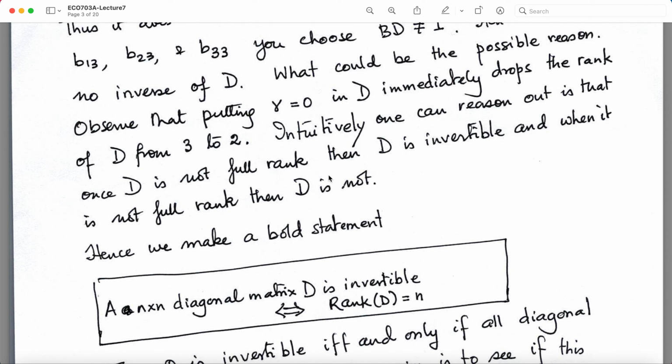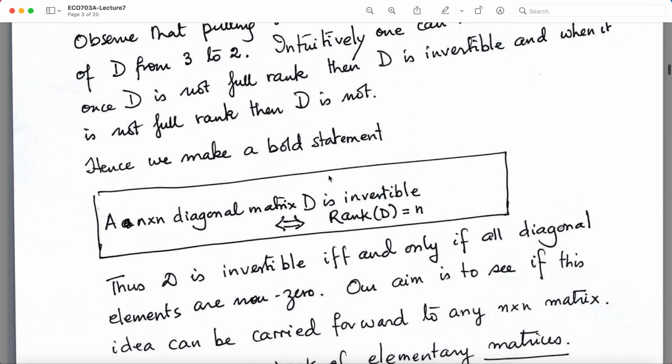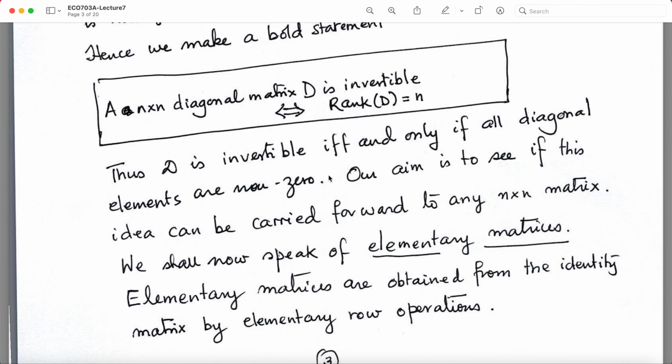But for a non-diagonal matrix, a normal matrix, about which we will learn in the second part of the lecture, you will see that this idea, if I replace it with this, I cut this diagonal and just leave, I say an n cross n matrix D is invertible if and only if rank D is n. That will be true. So D is invertible, of course, if and only if all the diagonal elements are non-zero.